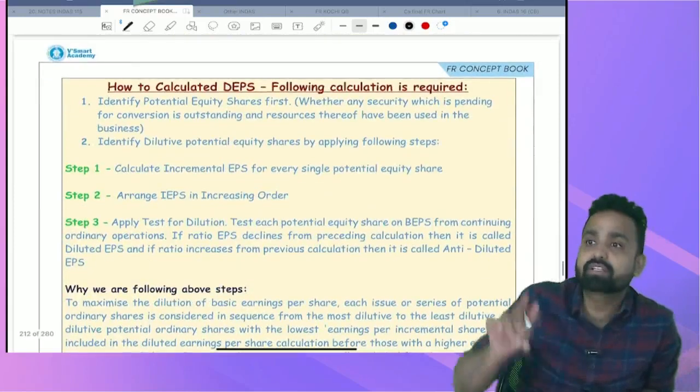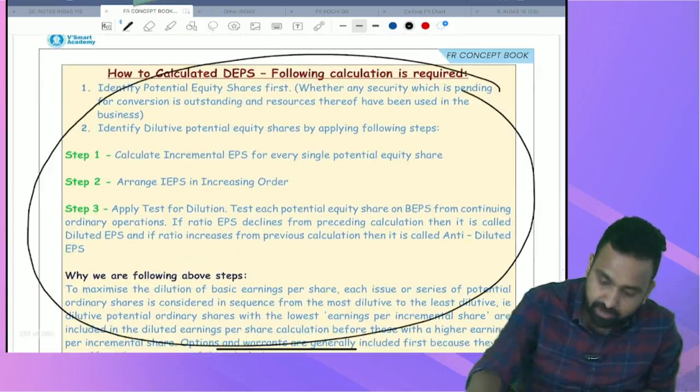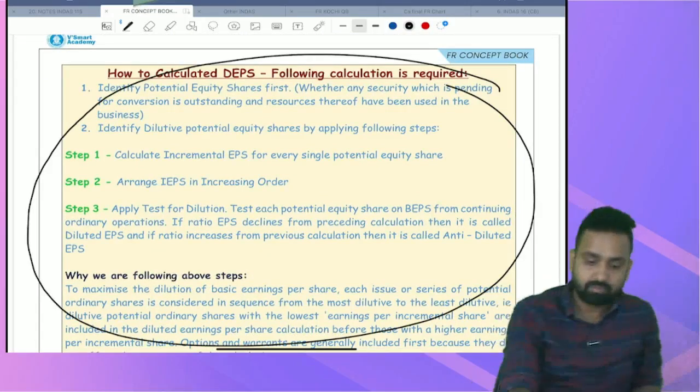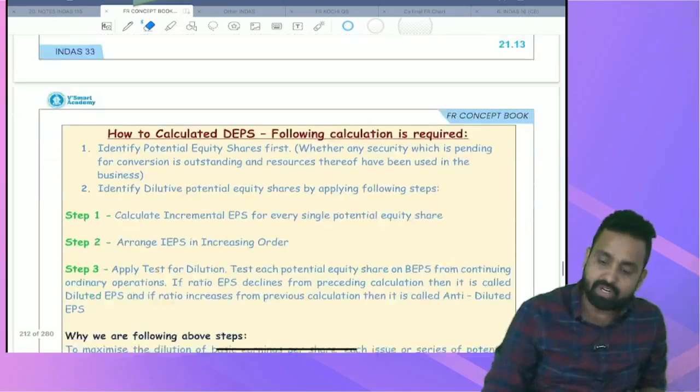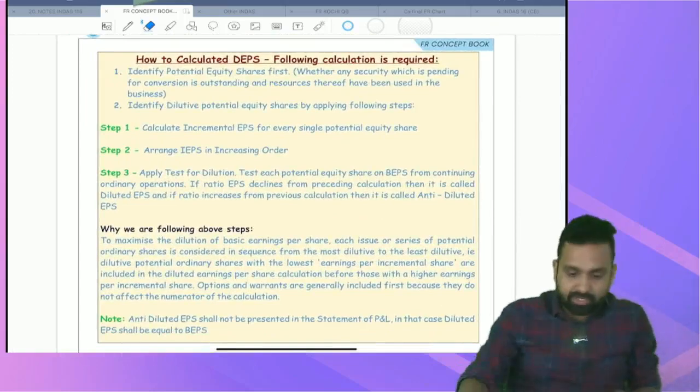Okay, whatever we discussed in the last question, everything step by step is written here. The page number is 21.14. All the steps are written here, okay?